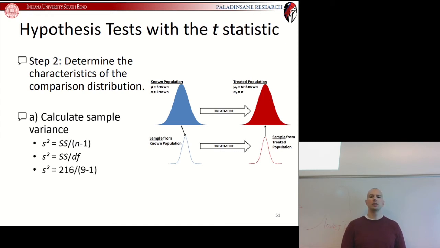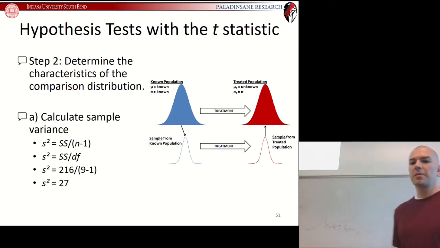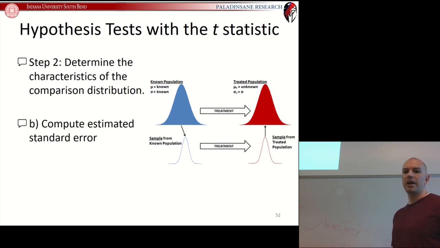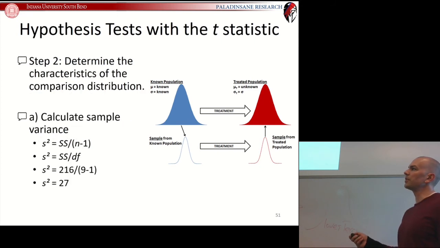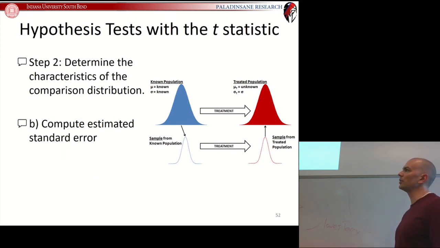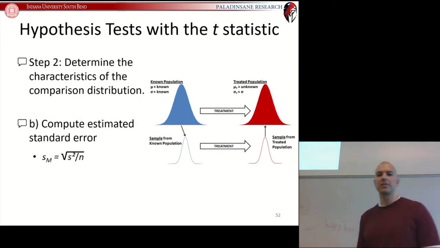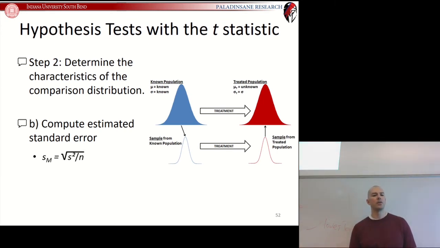The question told us that the sum of squared deviations was 216. The size of our sample was 9. So we have 216 divided by 9 minus 1, and we get a sample variance of 27. Once we get the sample variance, we can then compute the estimated standard error. You take the square root of the sample variance divided by the size of your sample.